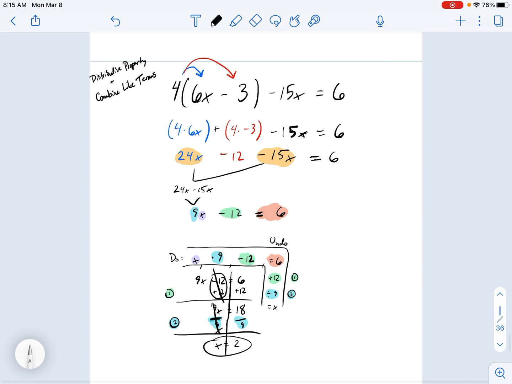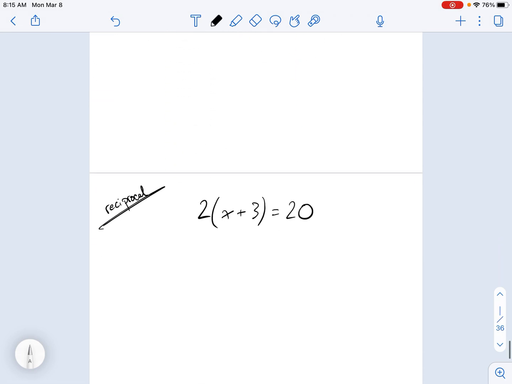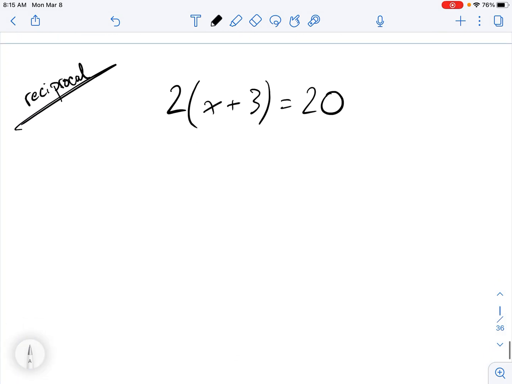So again, you have all the skills you need for this. But let's do another strategy. So Edgenuity is teaching you a reciprocal strategy. And I don't know if you are ready for this yet, but if you are feeling ready for this, you can look at this. Instead of distributing, remember when we're writing in algebra, our goal is to get x by itself. So I want to get rid of the parentheses. This is 2 times x plus 3.